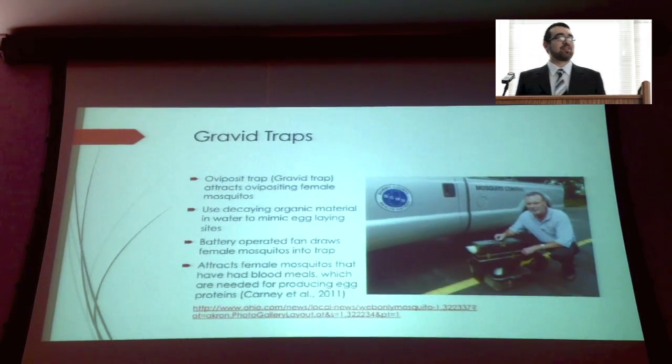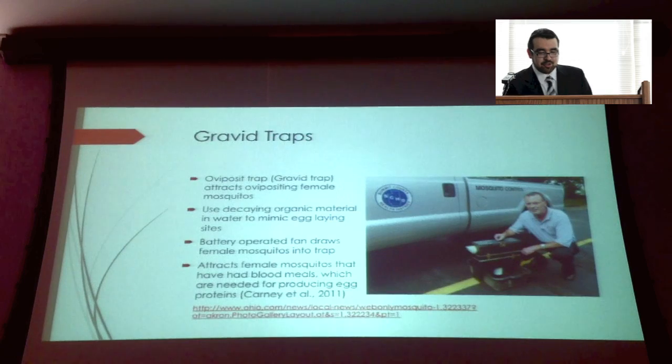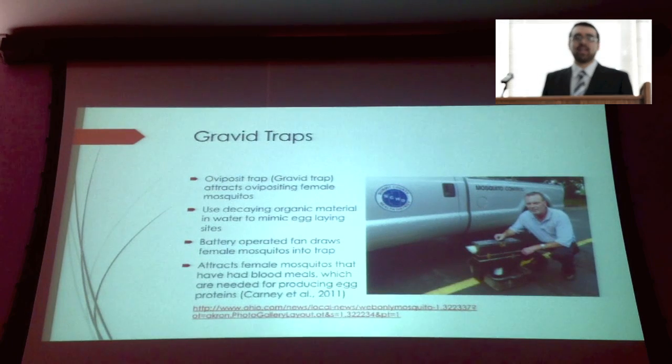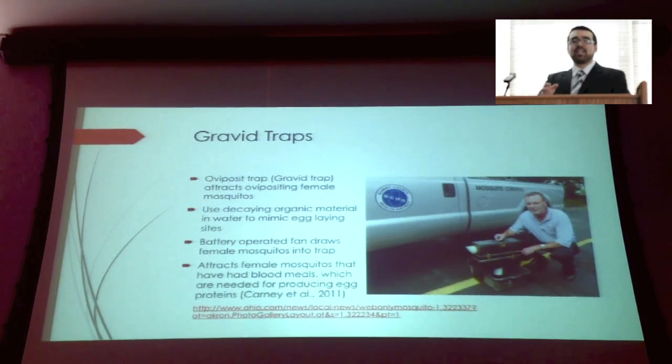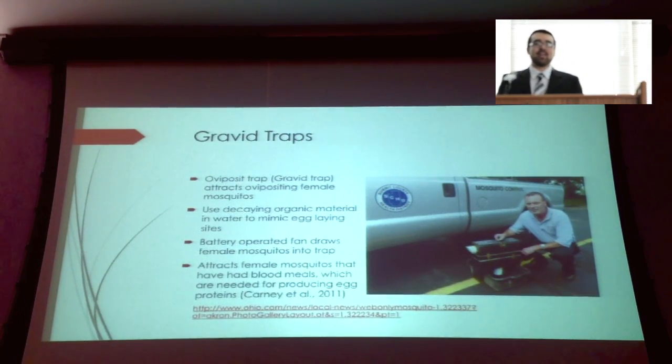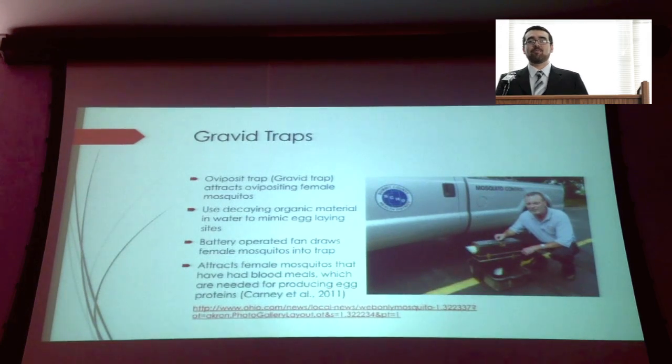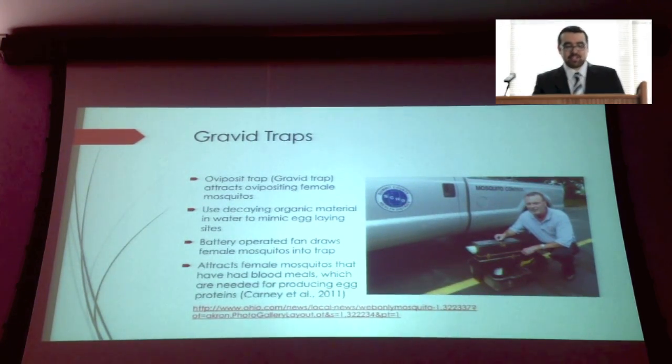So the gravid traps we use are these traps here, and there are several parts. There's a basin where we place the stagnant water, which is made by having grass sit in a jug of water in the sun for about a week. Then this gets really nasty and stagnant, just the way mosquitoes like it. The mosquitoes drawn here are female mosquitoes that are attempting to oviposit. Oviposit means they're trying to lay their eggs in the water. So these are ovipositing traps, also known as gravid traps.